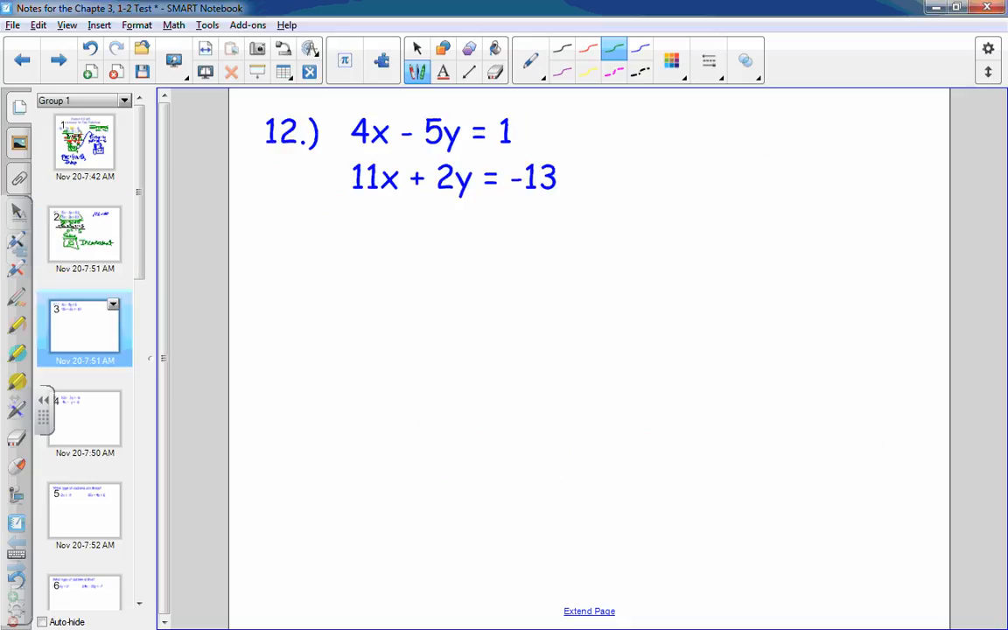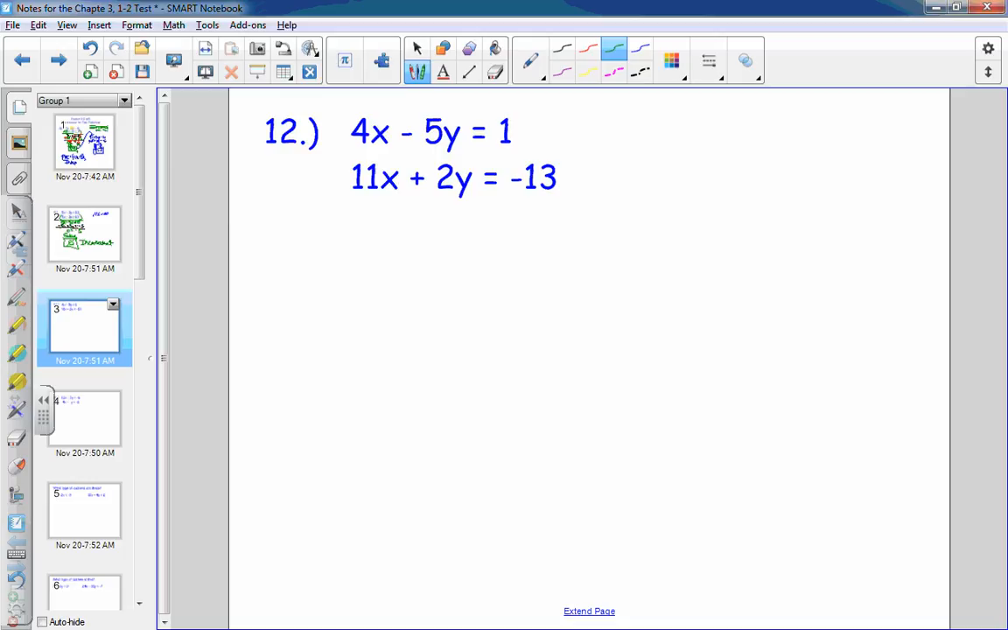Next, number 12. Number 12, the same worksheet. If we look at these and let's be logical about it, 4x and 11x, negative 5y and 2y, 1 and negative 13. Nothing right there is going to be the same. Nothing appears to be equivalent, so I know they're not going to be equal, and I also know that they are not going to be the same line. They're not going to be the same line for infinitely many solutions, and they are not going to be no solution, meaning inconsistent, because they are not equal to different numbers.